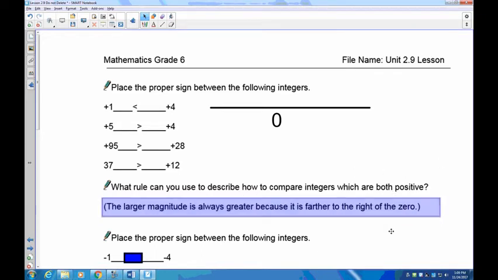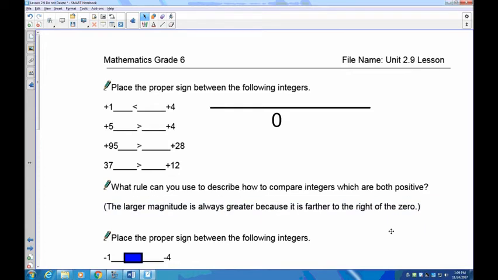So what rule can you use to describe how to compare integers that are both positive? Well, the larger the number, the larger the magnitude, it's always going to be bigger. So you simply put, the bigger the positive number, the bigger the number. Okay? So if you put it on the number line, the ones that are on the right are always going to be greater than the numbers which would be towards the left of them.